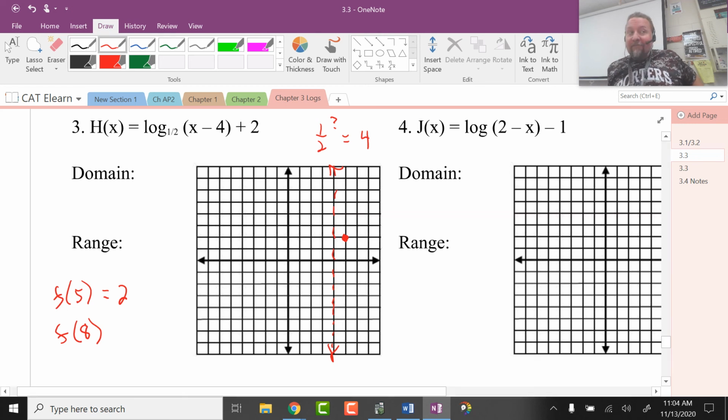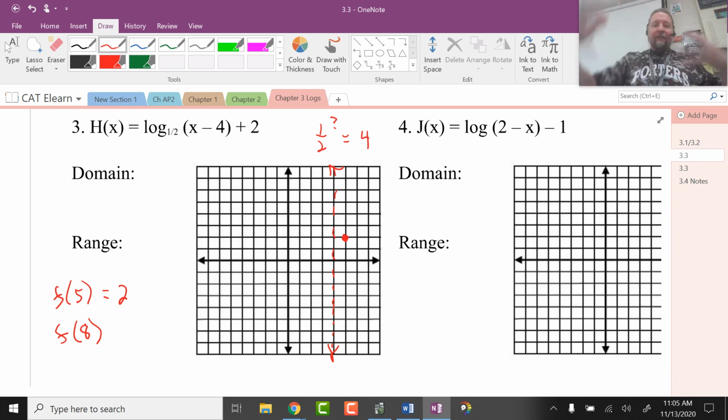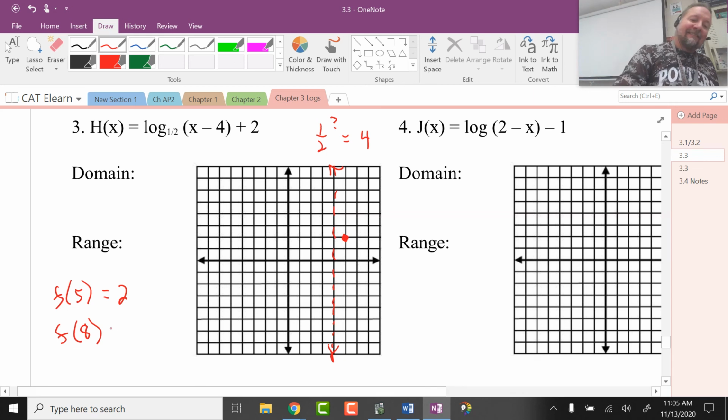Negative what number? 2 to what power equals 4? We're overdoing it here. So 1/2 to the what power equals 4? Put it all together. -2 plus 2 is what? So when I plug in 8, I get 0, and I just wanted to show you from those 2 points, we can make a connection and understand that we have this picture.